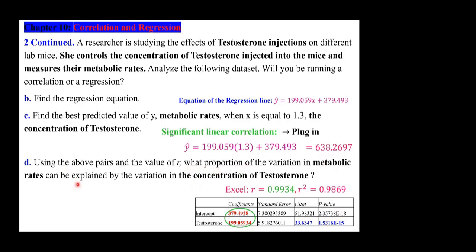And the last part, using the above pairs and the value of R, what proportion of the variation in metabolic rates can be explained by the variation in the concentration of testosterone? It is always the value which is R squared. R squared is given to us. We are going to change this to a percentage, and we're going to claim it's 98.69%.